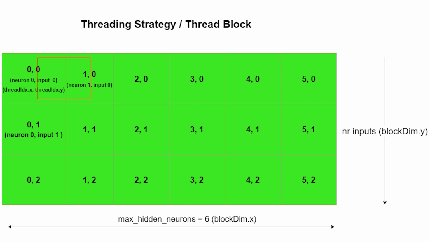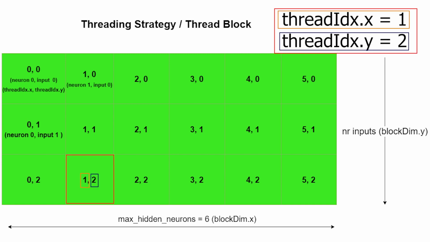Going from left to right, we have our usual list of threads, where each thread takes care of one neuron. Going from the top to the bottom, we now have rows of threads for every input. We can access the neuron index via the threadIdx.x variable. We can access the input index via the threadIdx.y variable. In this example image, we have 3 inputs and 6 hidden neurons, therefore resulting in 18 CUDA threads.